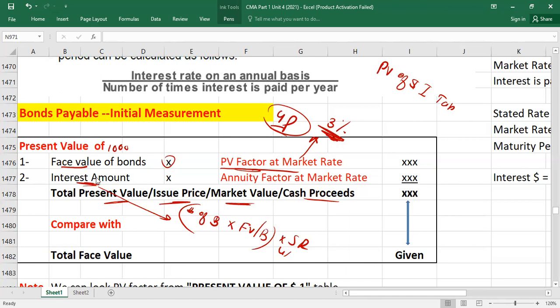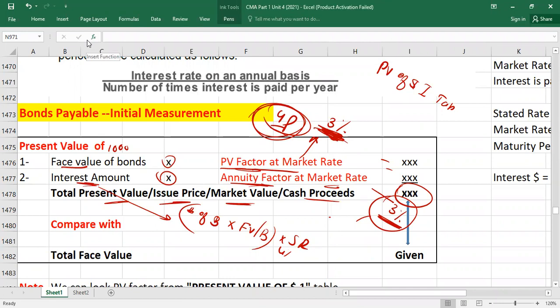Understood? So it means only 3 things you have adjusted. What? Maturity period, market rate to half year, and stated rate to the half year. So adjusted data is relevant now. That's it. Understood? So the screen is visible, right, guys? Okay. Clear? So this is how you will deal with it.